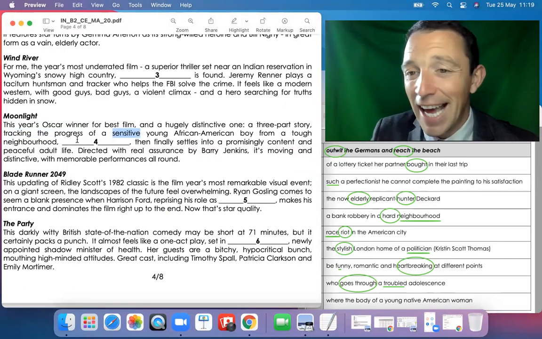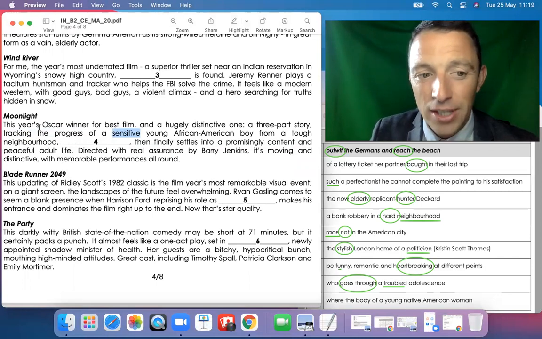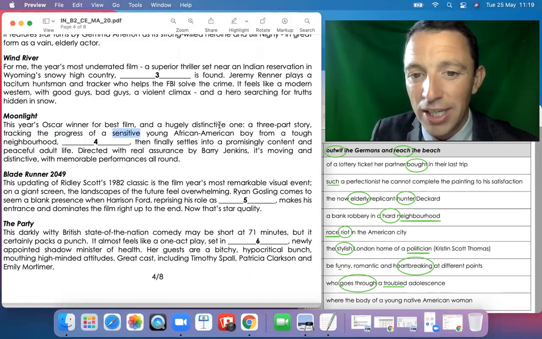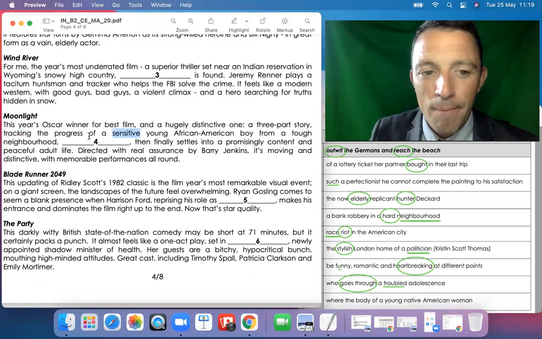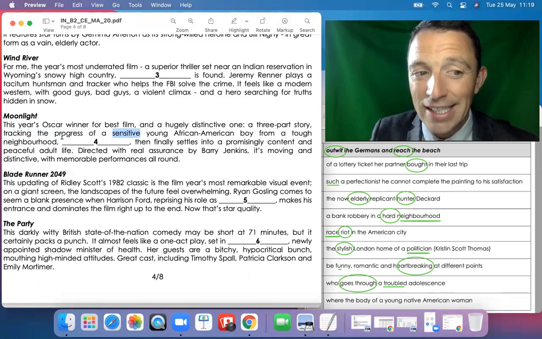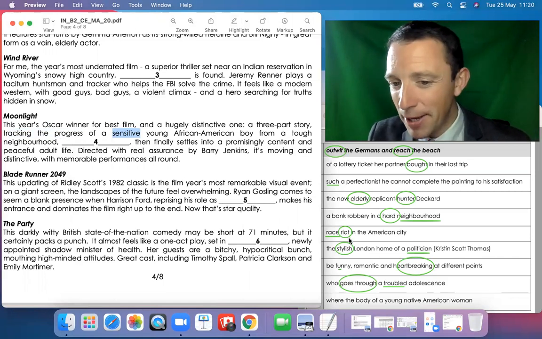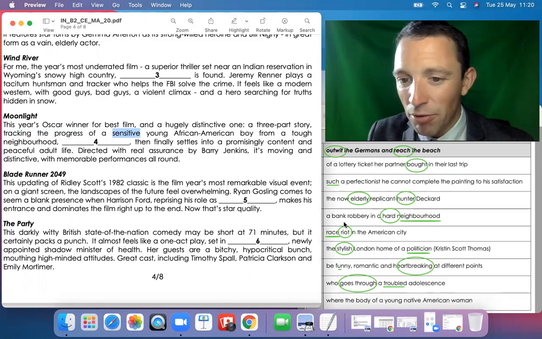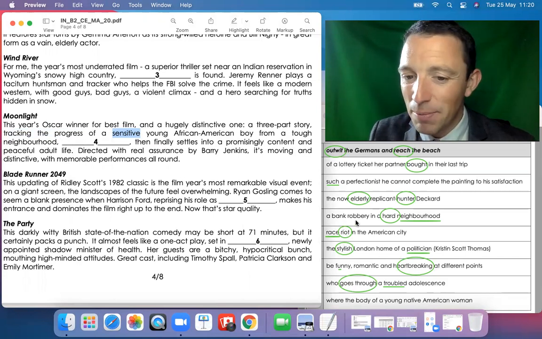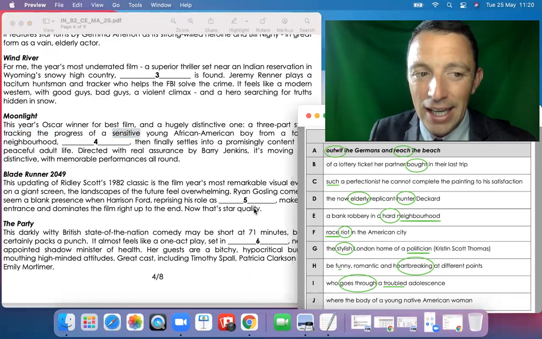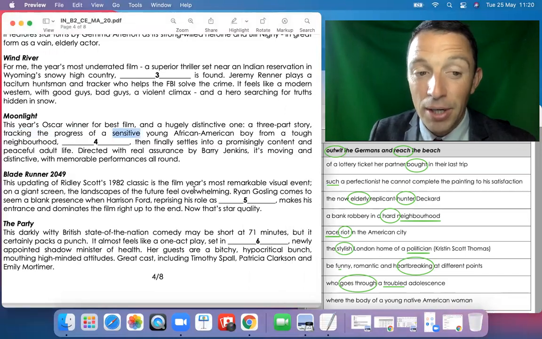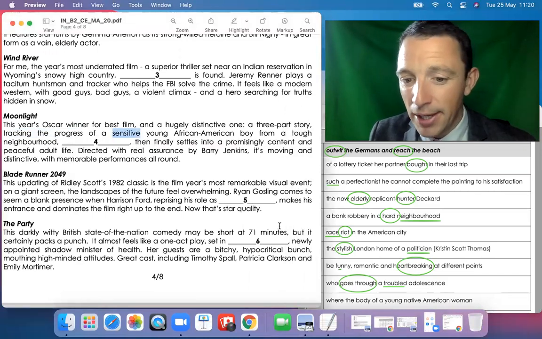So it's a long sentence. So this year's Oscar winner for best film, and a hugely distinctive one. So the subject is a movie. Okay, the subject is a movie, and tough neighborhood. Maybe it could be a bank robbery in a heart. I don't think it's possible. Number E, I don't think is really, really good, because it's tracking the progress of a boy.